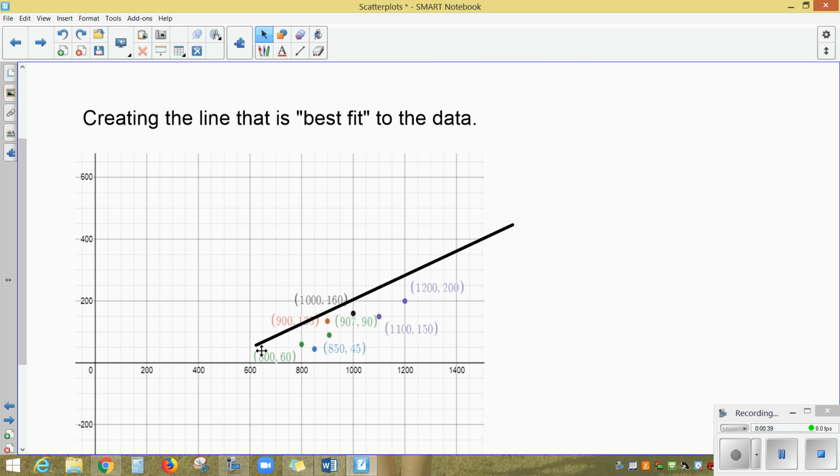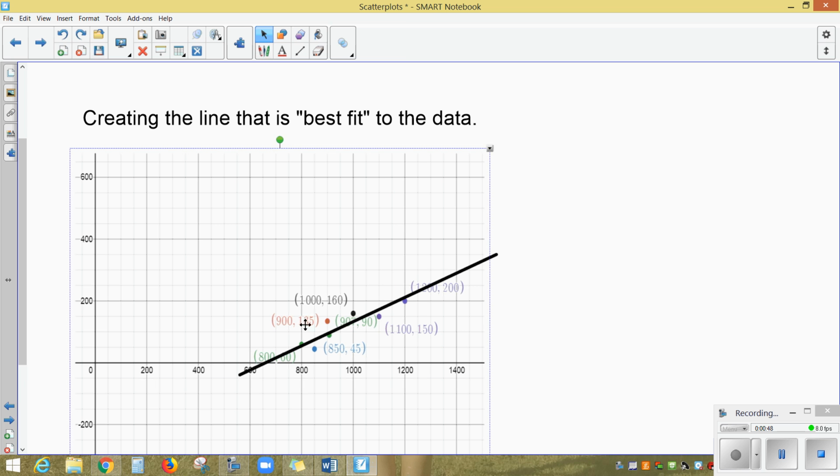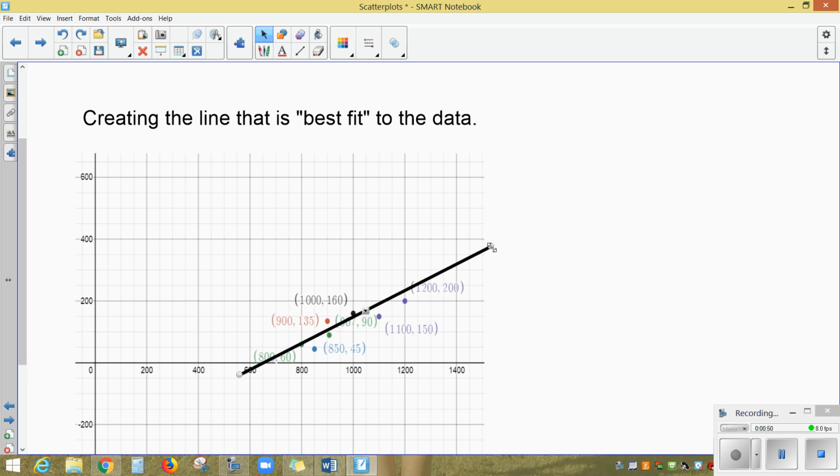So then the next question is, what do we mean by best fit on the line? Do we try to pick a line that goes through the most points? Maybe here, maybe I could go here and hit a couple. Where is that line that fits what we would consider best?